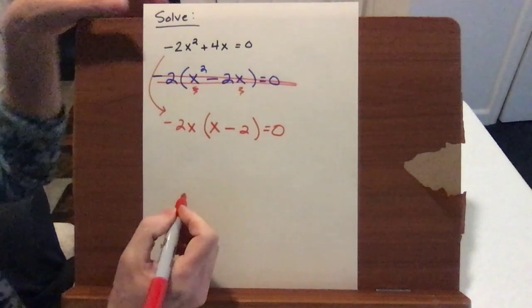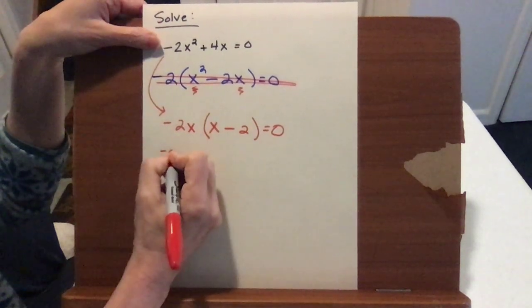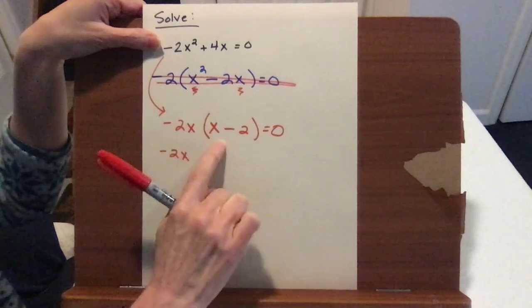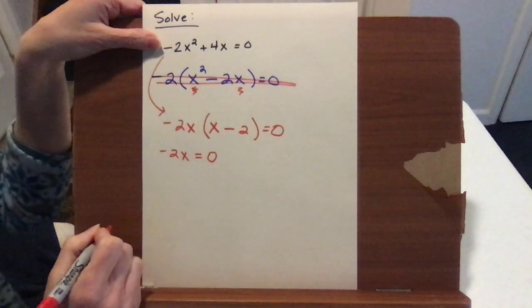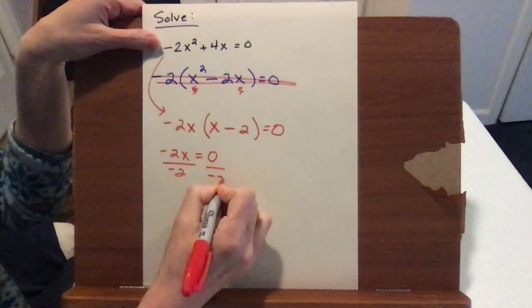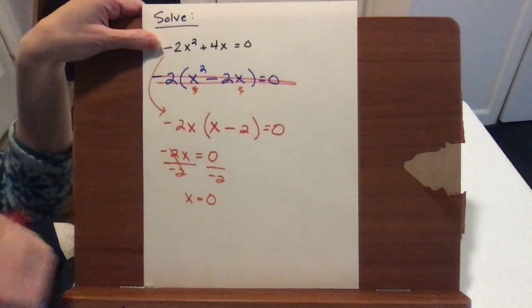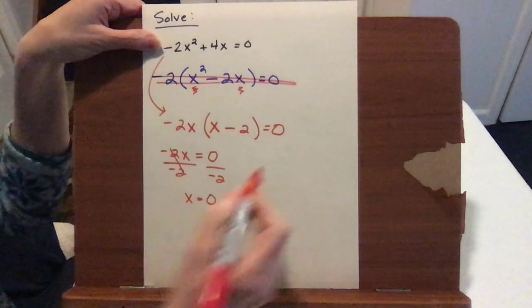All right, now our rule is to set each factor equal to 0. So negative 2x, as weird as it looks, it's just a monomial. It doesn't have to be a binomial. It is a term and it is a factor, and it gets set to 0. And when we solve for x, we're going to get x equals 0. That's one of our answers. That's where one of our x-intercepts is.